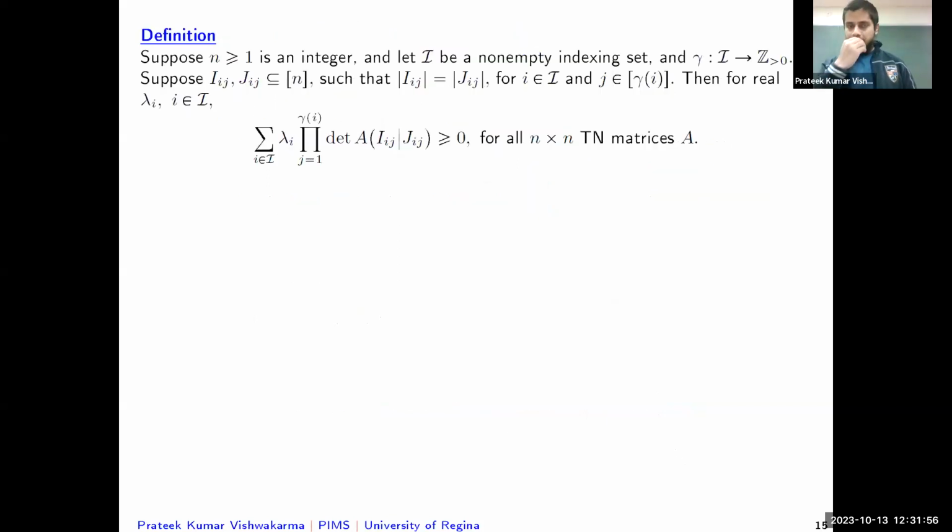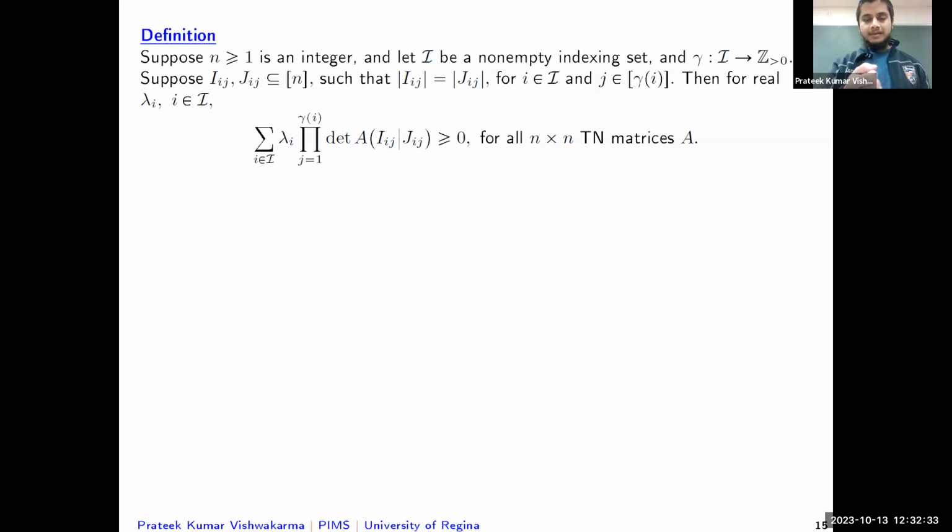So before we continue, let us quickly see a definition of a determinantal inequality over TN matrices. For our usage, we will simply call a real linear combination of certain products of minors, which is non-negative overall totally non-negative matrices, a determinantal inequality for totally non-negative matrices. I've seen that people would want to instead refer to determinantal inequalities as non-negative polynomials in minors.